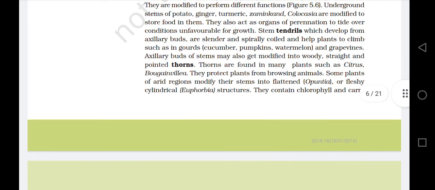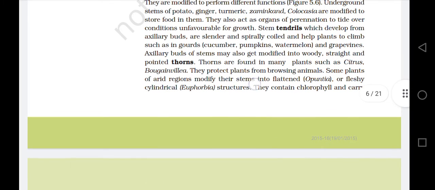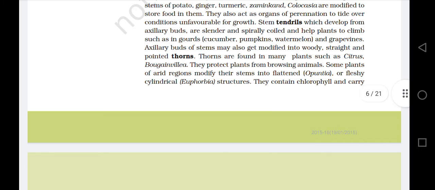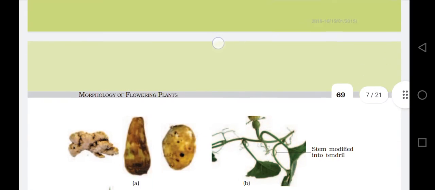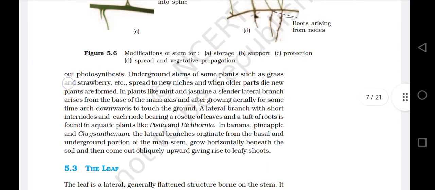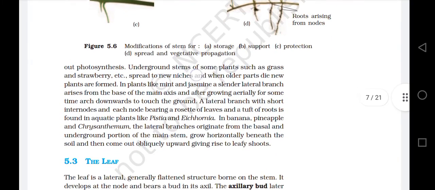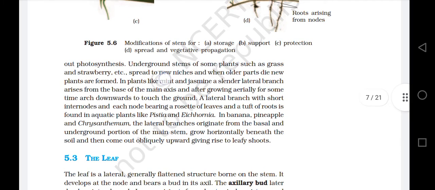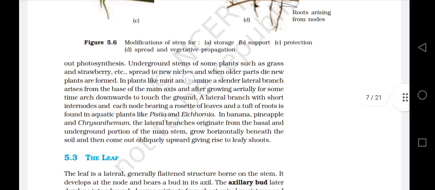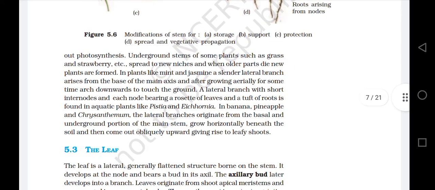Some plants of arid regions modify their stems into flattened Opuntia or fleshy cylindrical Euphorbia structures. They contain chlorophyll and carry out photosynthesis. Underground stems of some plants, such as grass and strawberry, spread to new niches, and when older parts die, new plants are formed.